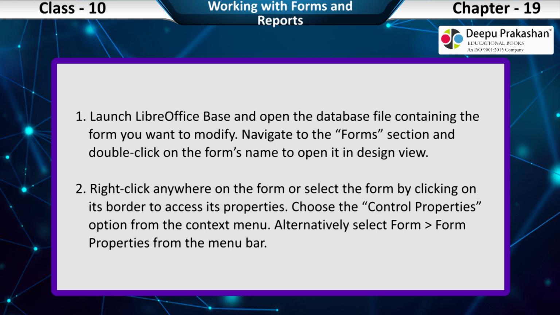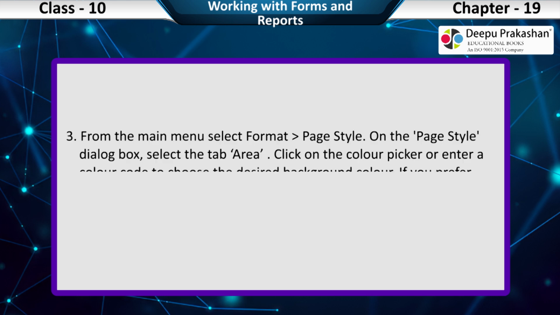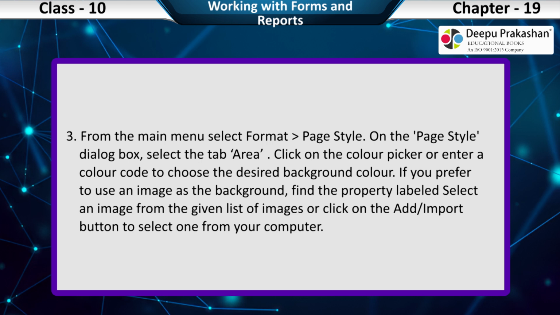2. Right-click anywhere on the form or select the form by clicking on its border to access its properties. Choose the Control Properties option from the context menu. Alternatively, select Form Properties from the menu bar. 3. From the main menu, select Format, Page Style. On the Page Style dialog box, select the Area tab.